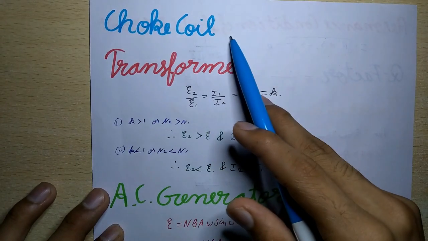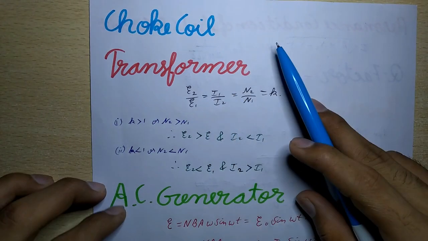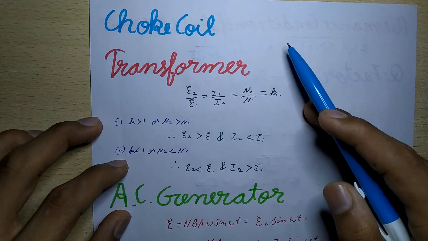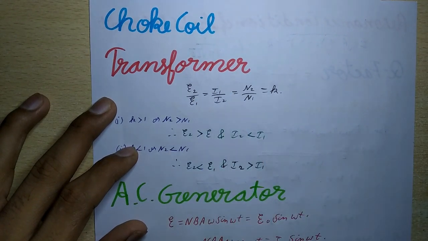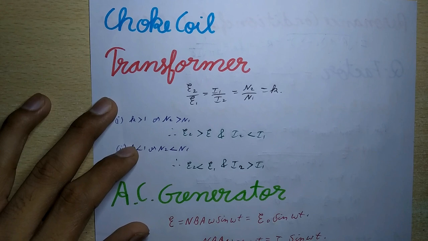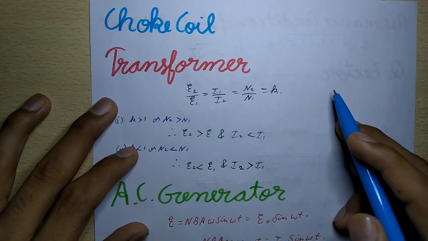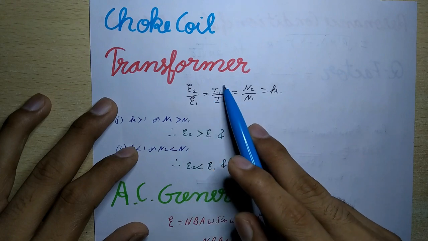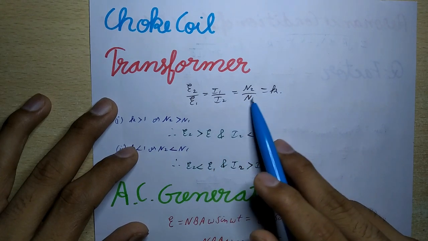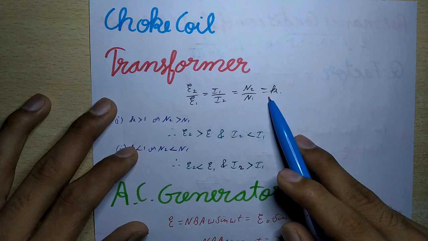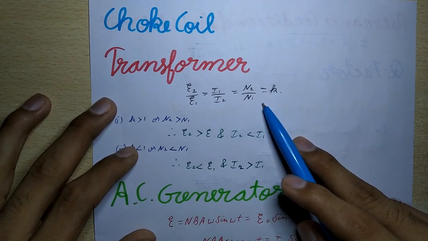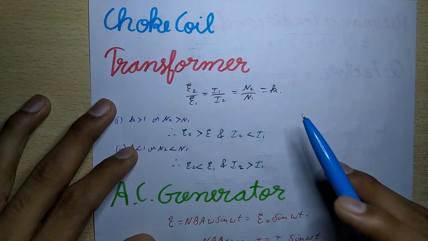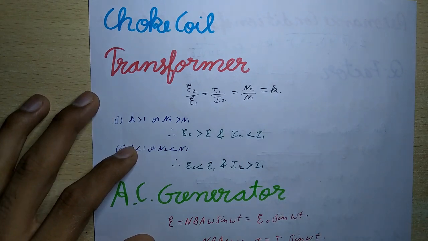Now next is choke coil. It is an inductor with a large inductance used to reduce the current in an AC circuit without much loss of power. Next is transformer. It is a device used to convert AC at high voltage into low voltage or vice versa. For an ideal transformer, E2 by E1 equals I1 upon I2, which equals N2 by N1, equals K. Here suffix 1 refers to the primary coil and suffix 2 to the secondary coil, and K is called the transformation or turns ratio of the transformer.